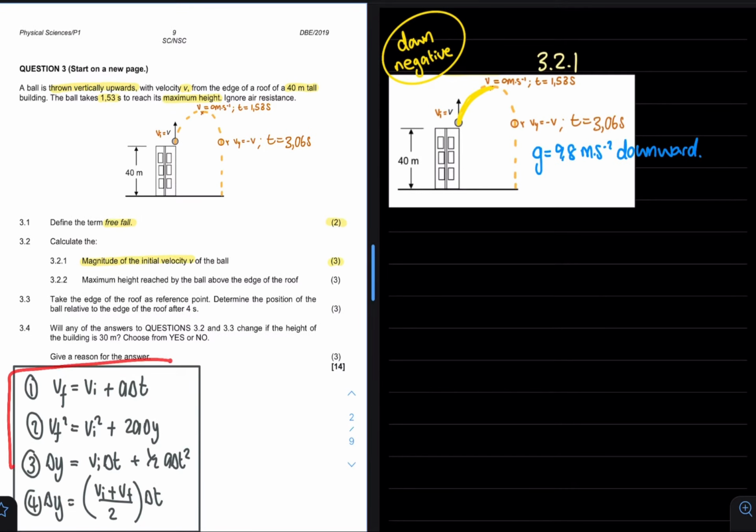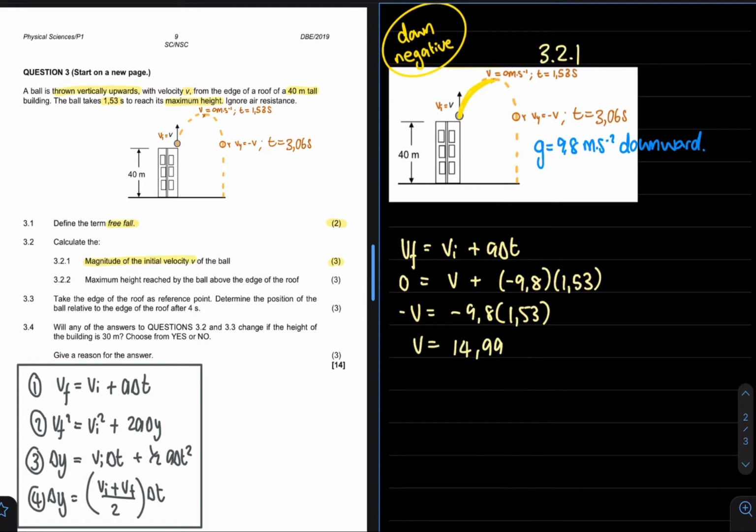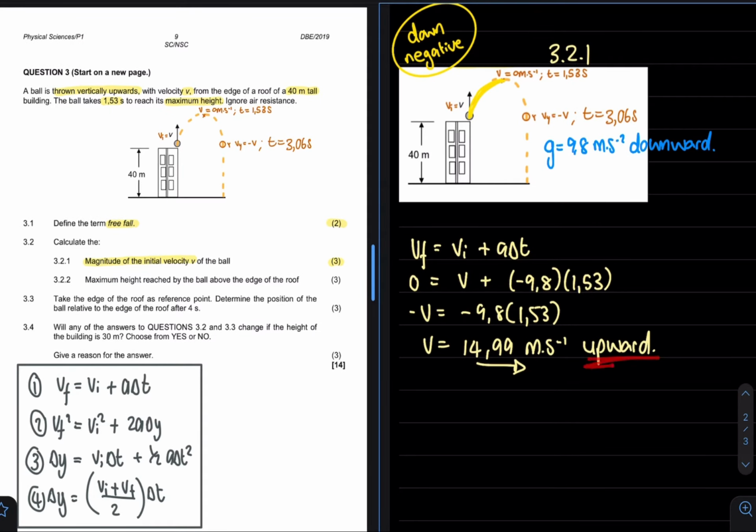Looking at the 4 equations of motion that we have on hand, we can see that we have enough information to use the first equation, which gives me an initial velocity for the ball of 14.99 meters per second in the upward direction. In this question, we were asked to calculate the magnitude, but you would never lose marks for indicating direction.